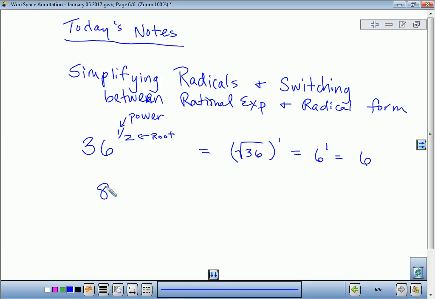Okay? Let's mix it up. Let's do a different root. Let's do 8 to the 2/3 power. So, with my rational exponent, the denominator represents the root. So this time it is a cubed root. Now I do need to put the little 3 here to indicate cubed root. And then my power is 2. So the cubed root of 8 is 2, and 2 squared is 4.